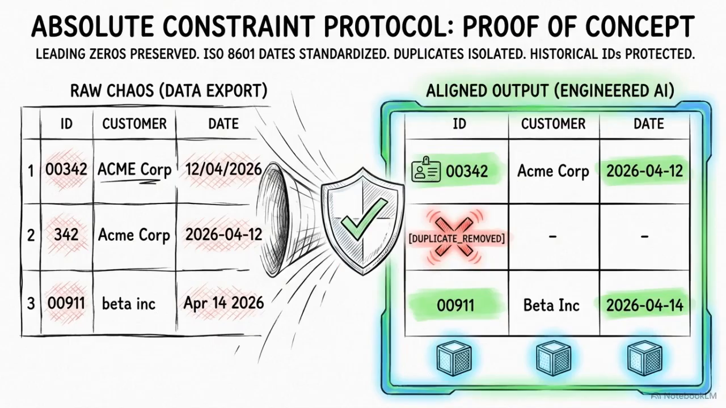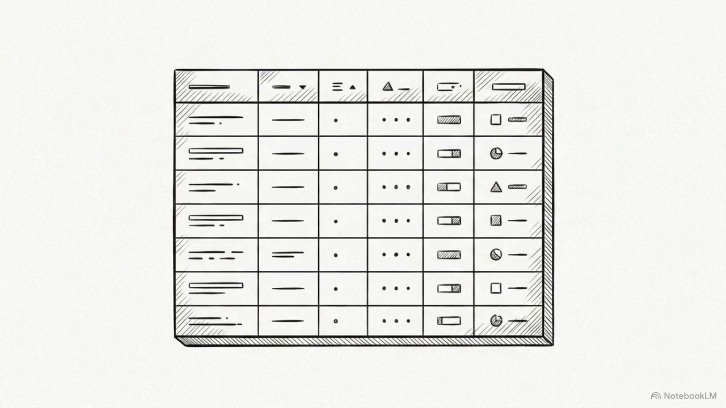This side-by-side comparison shows the verification checklist in action. On the right, the green highlights confirm our leading zeros are intact. The dates are uniform, and the duplicate record is purged without corrupting the historical ID structure. The prompt's final instruction dictates the output must be a raw tabular block. This prevents the AI from generating conversational summaries that require manual deletion.